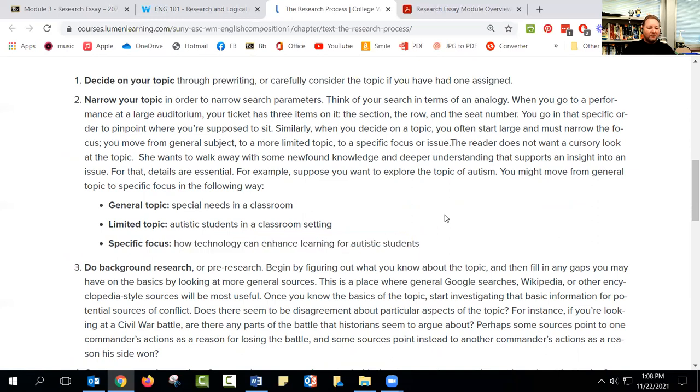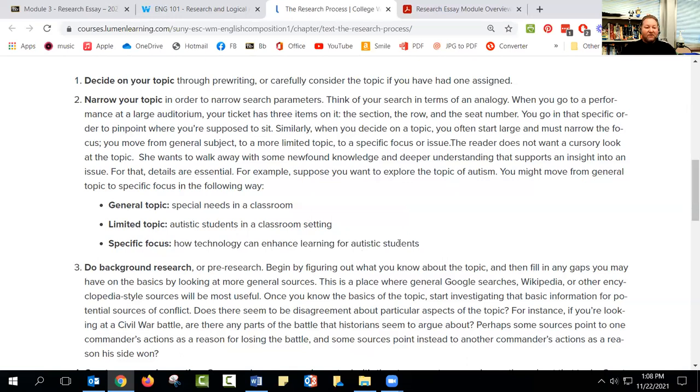Which is much more manageable than all of autism, right? It's a huge spectrum. You'll be writing this paper until you graduate, with your PhD probably. So you want to narrow it down, but don't make it so specific that you paint yourself into a corner though, right? So how technology can enhance learning for autistic students is good, right? But if you said how iPads can enhance learning for autistic students, you might be too specific.